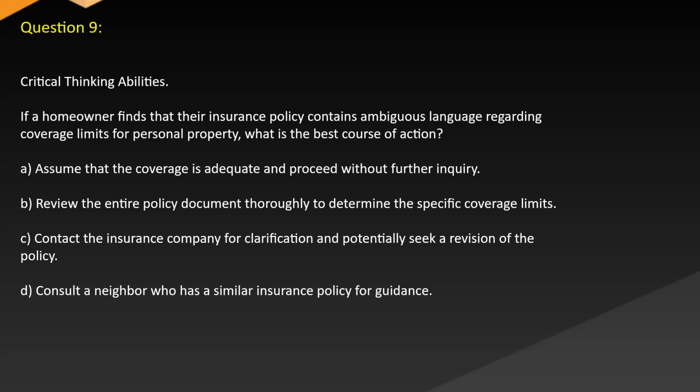Question 9. Critical thinking abilities. If a homeowner finds that their insurance policy contains ambiguous language regarding coverage limits for personal property, what is the best course of action? A. Assume that the coverage is adequate and proceed without further inquiry. B. Review the entire policy document thoroughly to determine the specific coverage limits. C. Contact the insurance company for clarification and potentially seek a revision of the policy. D. Consult a neighbor who has a similar insurance policy for guidance.